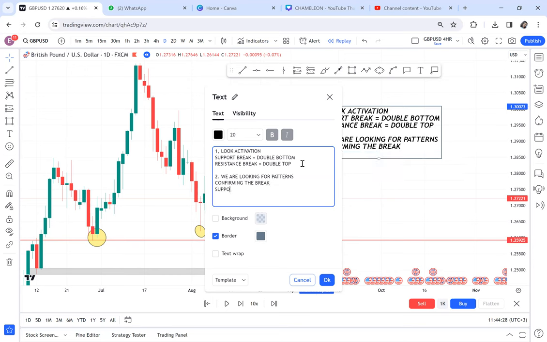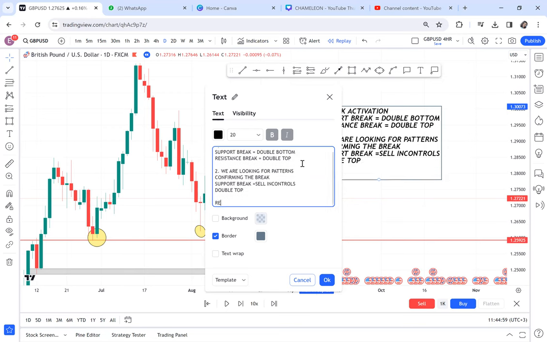If support breaks, if the market breaks at the support area, already sellers are in control. So for you to get a sell opportunity, you need a double top. There's no way you will enter that sell if you don't have a double top. And vice versa, if resistance breaks. It seems like a tongue twister, but I'll explain. If resistance breaks, you will look for a double bottom. So who is in control? Buyers. So you look for a double bottom.